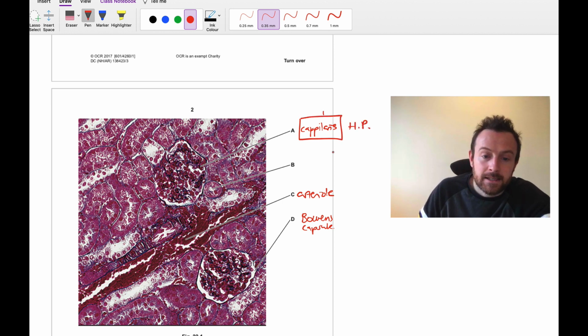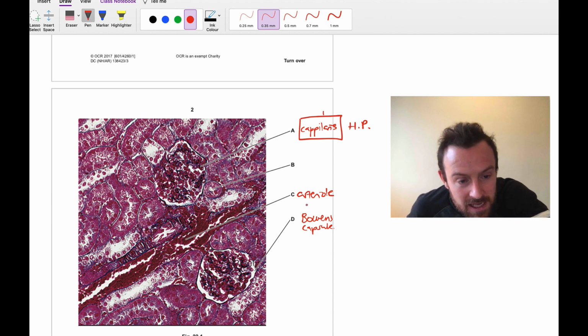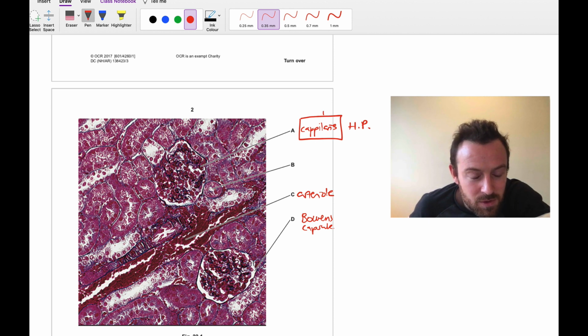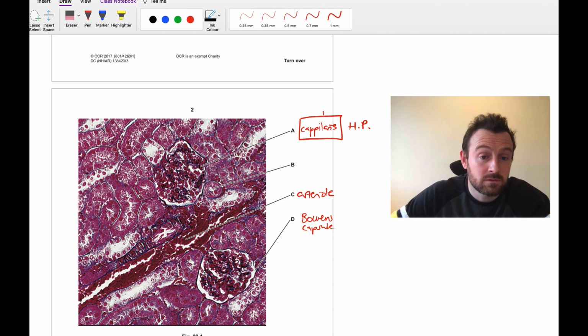Hydrostatic pressure is A. Now, where there are not plasma proteins, it could be in B. I think it might also be D though. So I think you might be allowed B or D. Now, I'm not entirely sure what B is. It looks like the lumen of the proximal convoluted tubule to me, but I would probably go with D. I may be wrong, but I'd probably go with D.